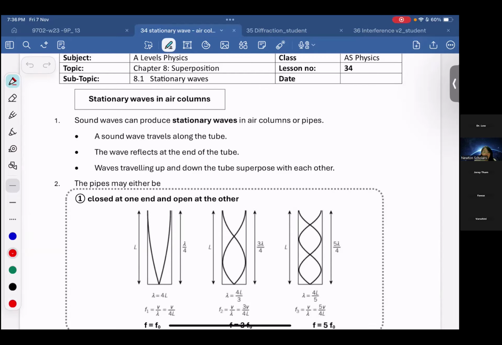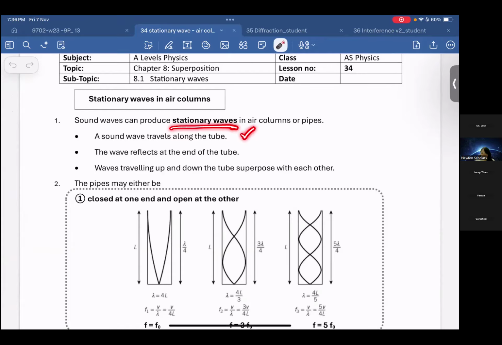Stationary wave. Last week we learned about stationary wave. The sound wave can produce stationary wave in an air column or pipe. So this is the 3 points for how we score if they ask you how to produce the stationary wave. It travels, then we get the incident wave, then the reflected wave. Then after that they superpose, so in the end we form the stationary wave.